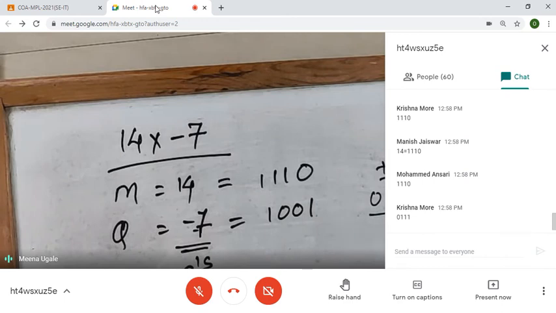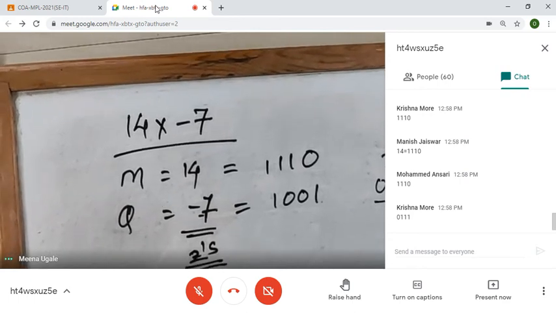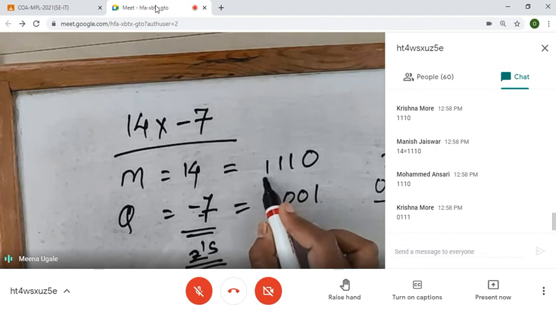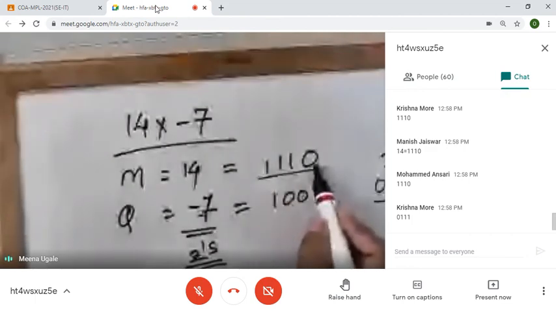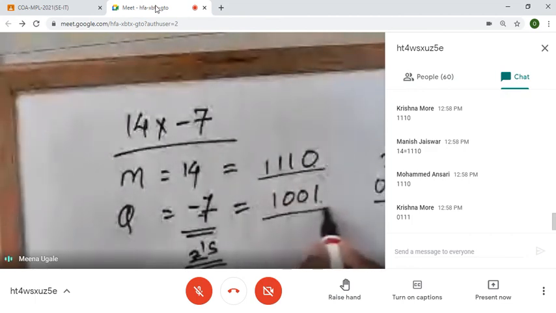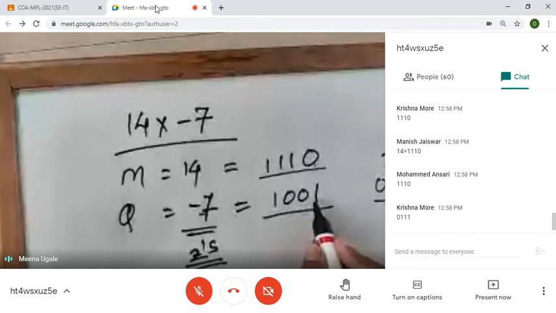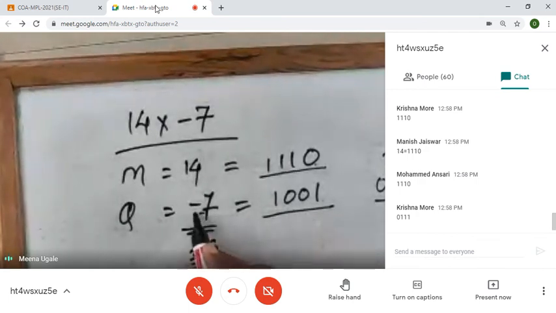I need to go for 2's complement because it is a minus value. Now you just see these two numbers. If you can see my board, it's fine. 14 is represented as 1110, and minus 7 is represented as 1001. One representation is in 2's complement, because for minus 7 we have to go for this.